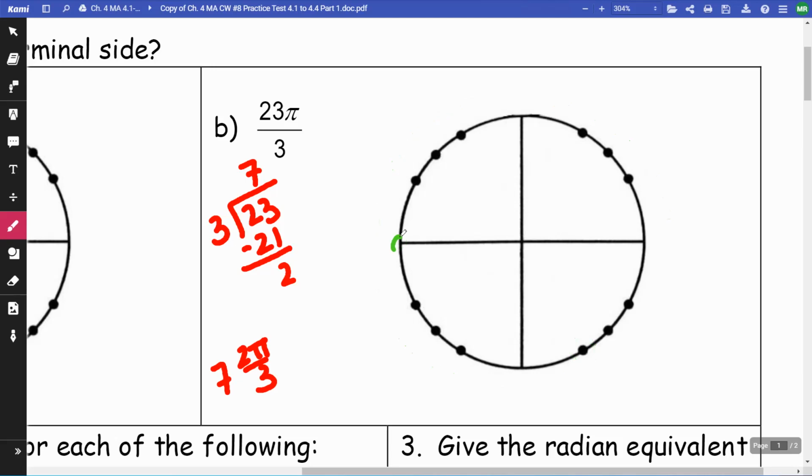Okay. So again, I go here, which is 7 pi. And then I'm going to go 2 pi thirds beyond that, which is going to be right here. So that's going to put me right here. And so this is going to be in quadrant 4.